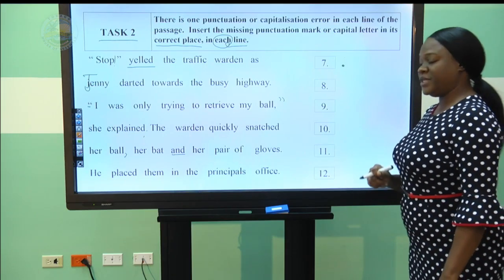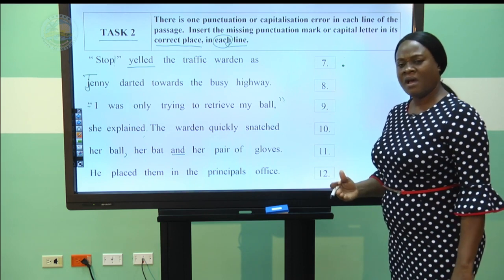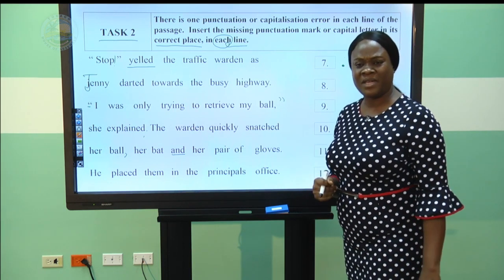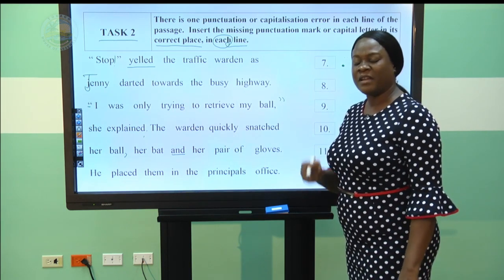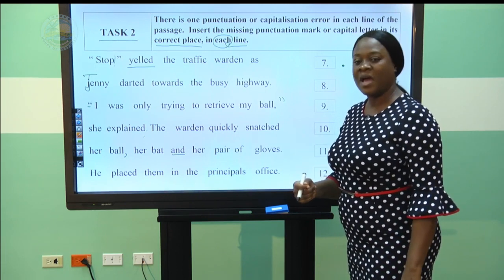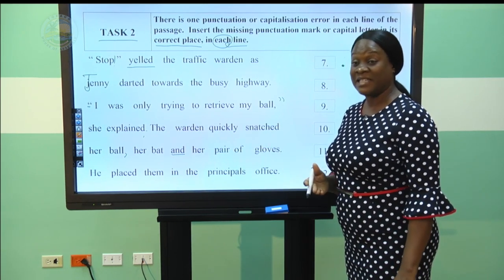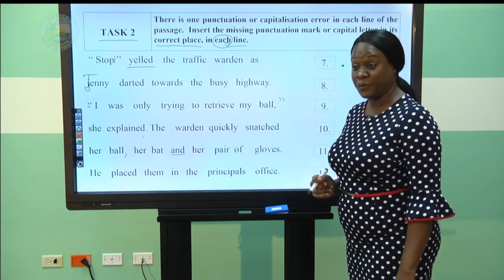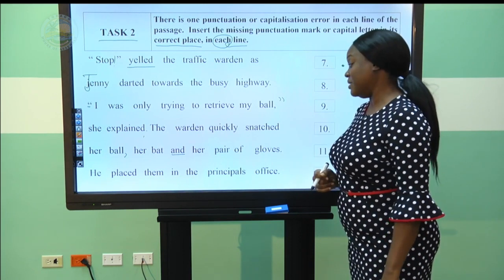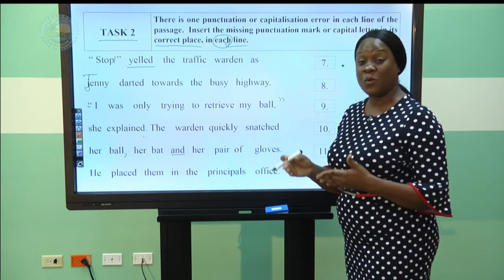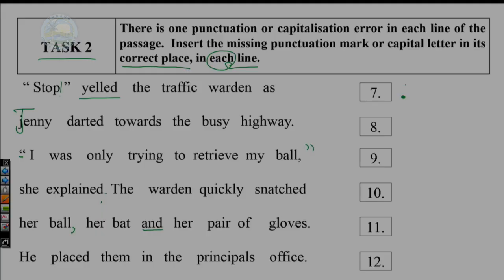He placed them in the principal's office. How many principals are there at the school? How many offices? One office. So we know right away it must be an apostrophe, and the apostrophe must go, we can put it after the word principal if we have more than one principal, but in this sentence, there is one principal. How do we know that there is one principal? Because you're accustomed to going to schools, not so? And you know that in your school, there is only one principal. So the apostrophe comes between the L and the S in the word principal.